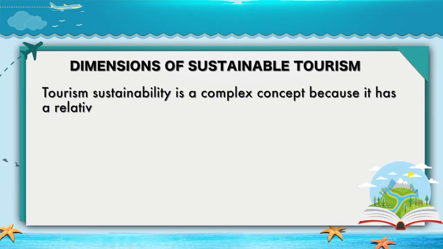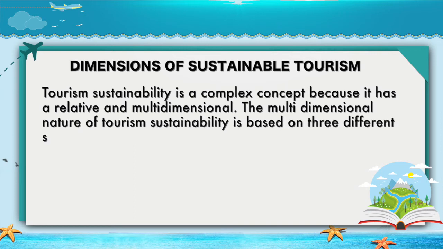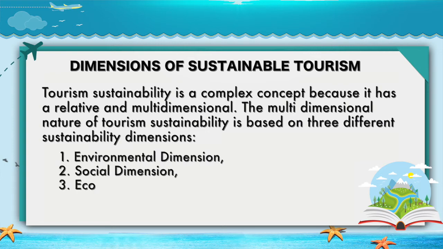Dear learners, now let's find out the dimensions of sustainable tourism. Sustainable tourism is a complex concept because it has a relative and multidimensional nature. The multidimensional nature of tourism sustainability is based on three different sustainability dimensions: environmental, social, and economic. As a result, sustainable tourism must undertake the environmental, social, and economic principles of sustainability.